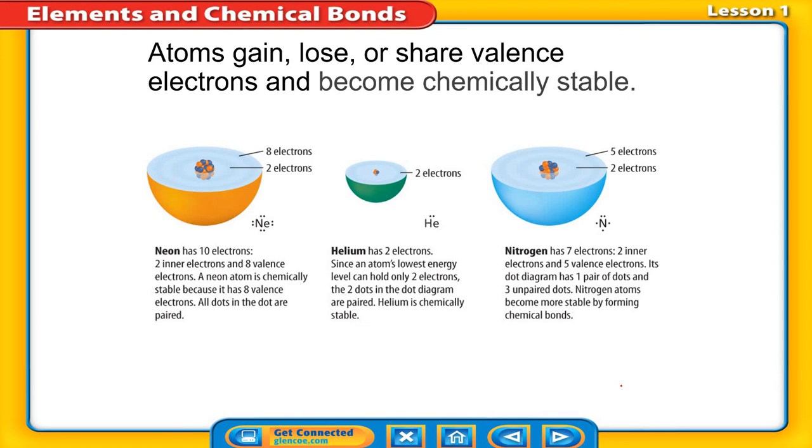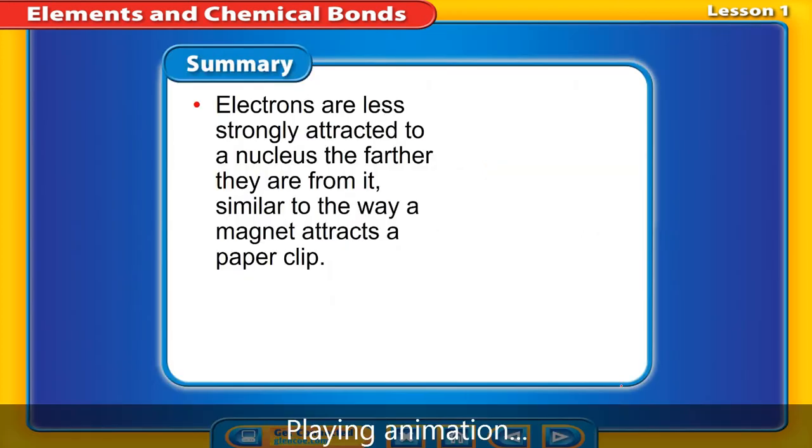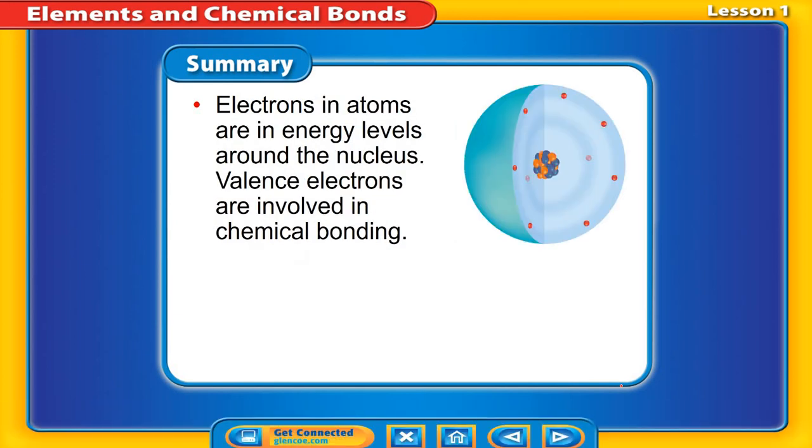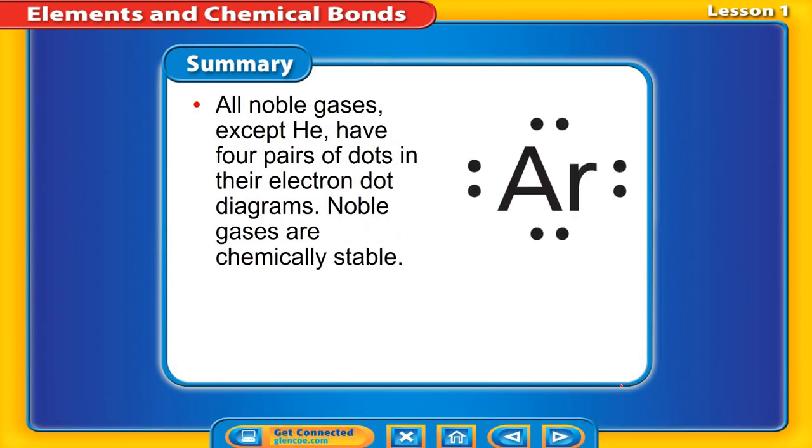That was it. I will just read a little summary of the whole lesson, and then a little quiz, and then I'll give you the homework. So, summary. Electrons are less strongly attracted to a nucleus the farther they are from it, similar to the way a magnet attracts a paperclip. Electrons in atoms are in energy levels around the nucleus. Valence electrons are involved in chemical bonding. All noble gases except helium have 4 pairs of dots in their electron dot diagrams. Noble gases are chemically stable.